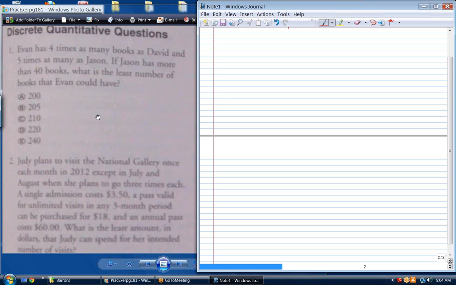Pretty much what I started doing is, since Jason has more than 40 books, I just went ahead and went with 41. And then David has 5 times as many, so he has at least 205. And then Evan has 4 times as many, and that's not going to work. Or is it? So what would you try next?